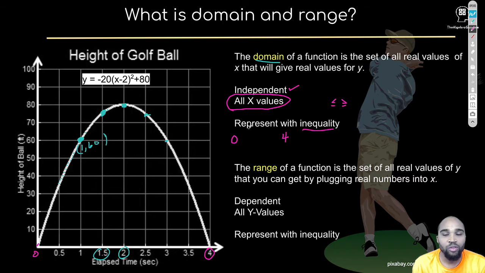But how do I write it in such a way as to say I want to include all the values in between 0 and 4? Because if I just said 0 and 4, this would be incorrect. While 0 and 4 are x values that are part of this function, it does not represent the full domain. So how do I represent 0, 1.5, 0.5, 0.75, every decimal in between? Well, here's the way you're going to see it written.